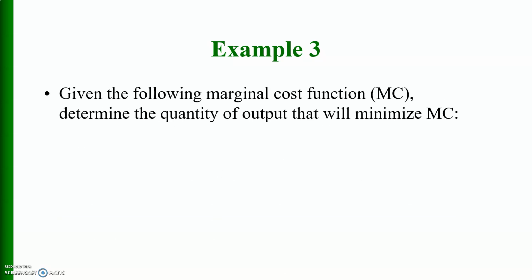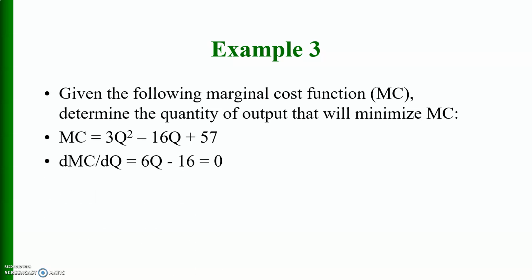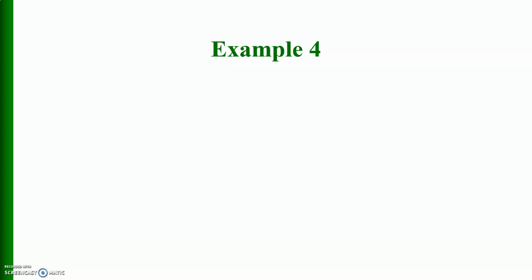This is example number 3, and here we have the marginal cost function, and marginal cost function is a quadratic function, 3q square minus 16q plus 56, and its derivative will be 6q minus 16 is equal to 0, so the optimal quantity will be 2.67, and the second derivative is greater than 0, so it means that marginal cost will be minimum when the output level is equal to 2.67.